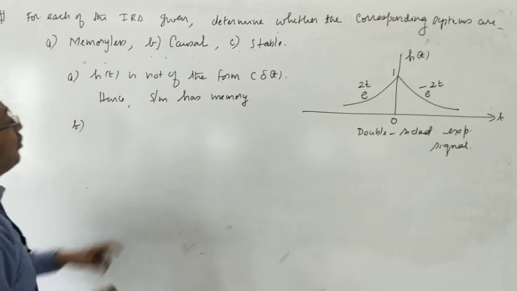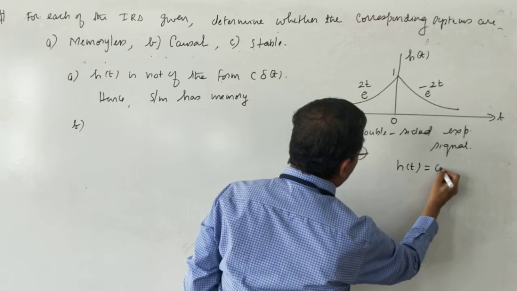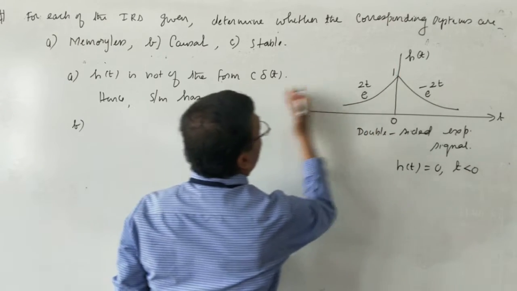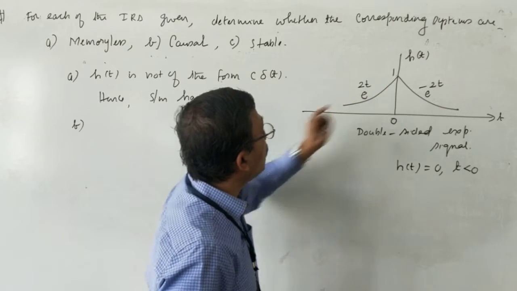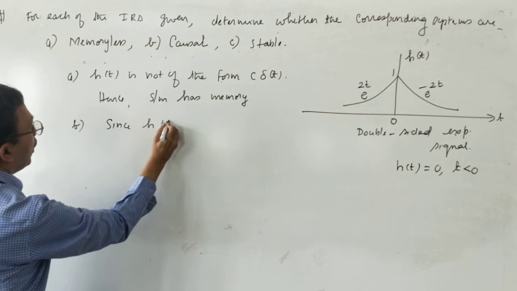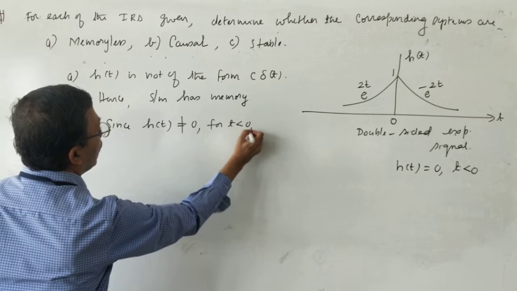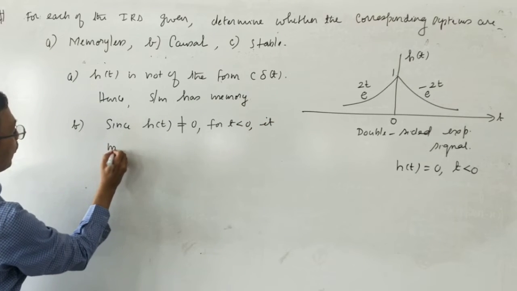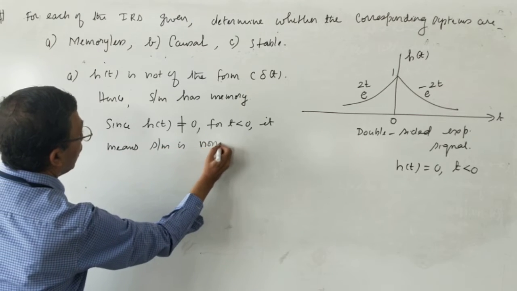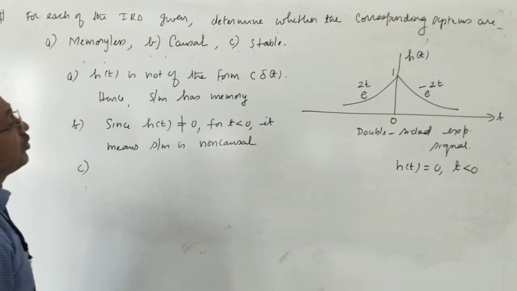B. For a system to be causal, h of t must be 0 for t less than 0. You see here, h of t is not 0 for t less than 0 because of e power 2t. I am going to say here, since h of t not equal to 0 for t less than 0, it means system is non-causal. Third one, we have to check for stability.